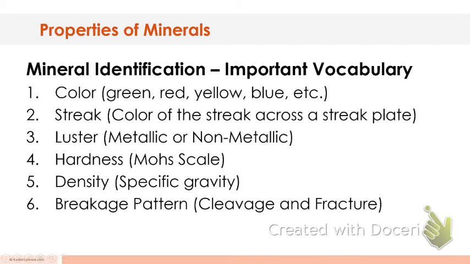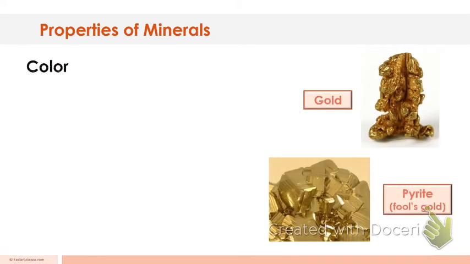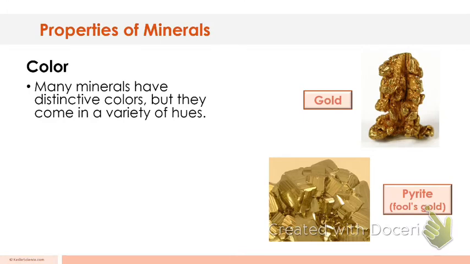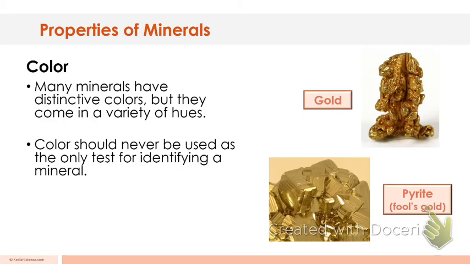Streak, luster, hardness, and density are the most important. So, color is kind of a no-brainer. You look at something and see what color it is. Many minerals have distinctive colors and varieties of hues, but it shouldn't be used as the only identifying test.